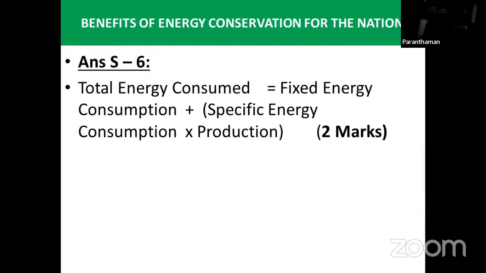Fixed energy consumption means, for example, the lathe is running, but we are not doing any production. Still, the lathe will be consuming some energy, no load consumption. It is like that only. Total energy equals fixed energy consumption plus specific energy consumption into production. This formula gets 2 marks.